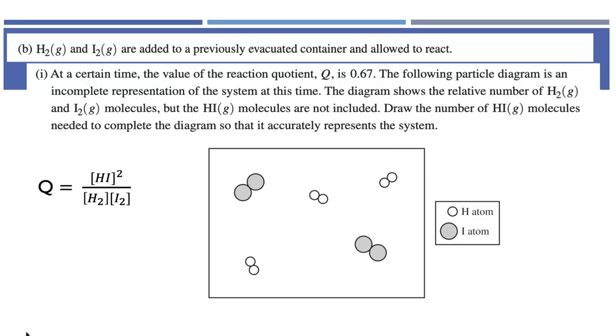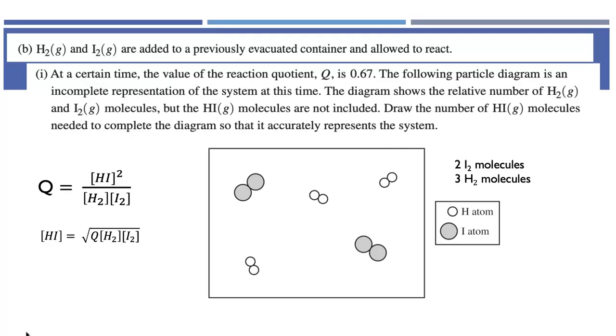To do this, we need to remember that Q takes the same mathematical form as K. It's just that we're not at equilibrium yet, so the value of Q can change. At this moment, Q is 0.67. Now, the other thing to keep in mind is anytime you see particle level models, always count your particles. What we see here, based on the key, is we have 2 iodine molecules and 3 hydrogen molecules. We can rearrange our Q expression to solve for the molarity of HI. So I'm going to make an assumption here.